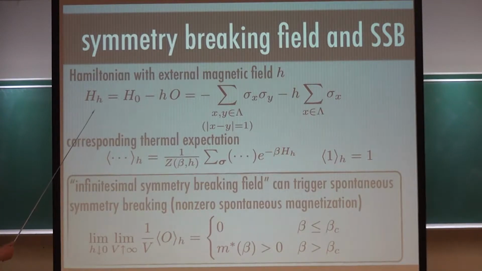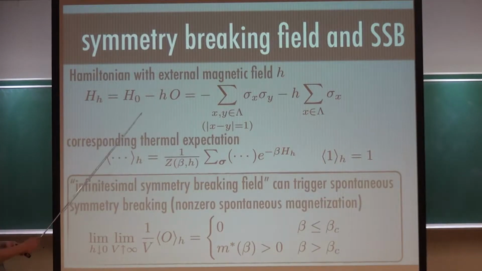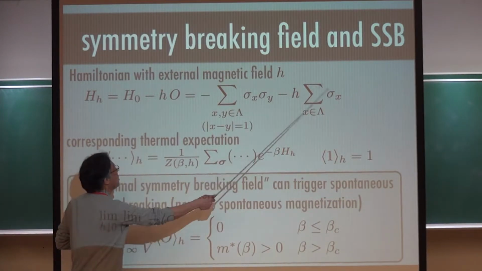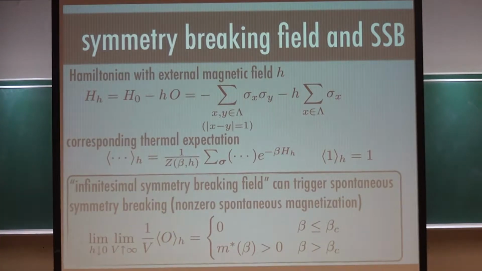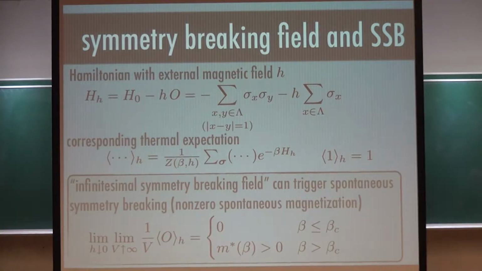So what you do usually is that instead of this simple Hamiltonian without a magnetic field, you add this term, which is this. This is the usual external magnetic field, and define the corresponding thermal expectation with h. Then you can prove that if you consider the expectation value of O divided by V in this expectation value, and take the infinite volume limit first, and then let h go to 0, then you precisely get this non-vanishing quantity that is spontaneous magnetization.